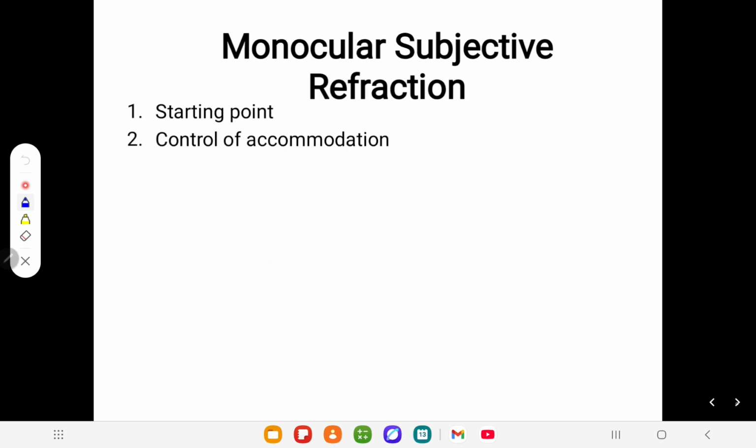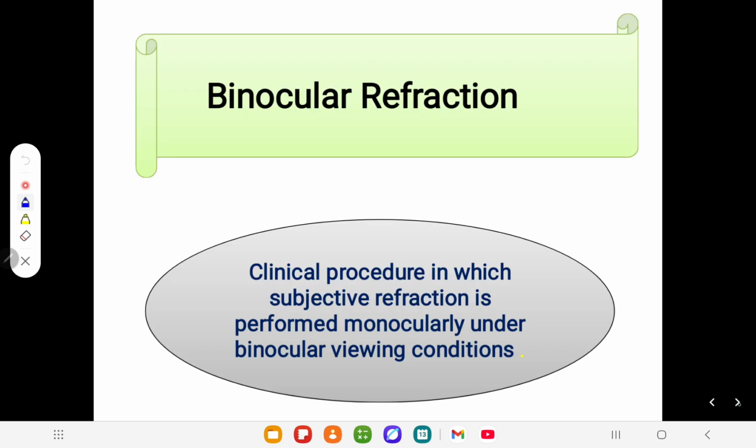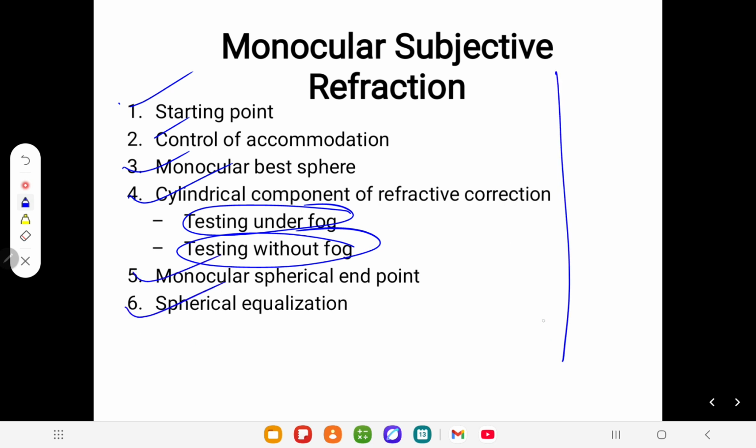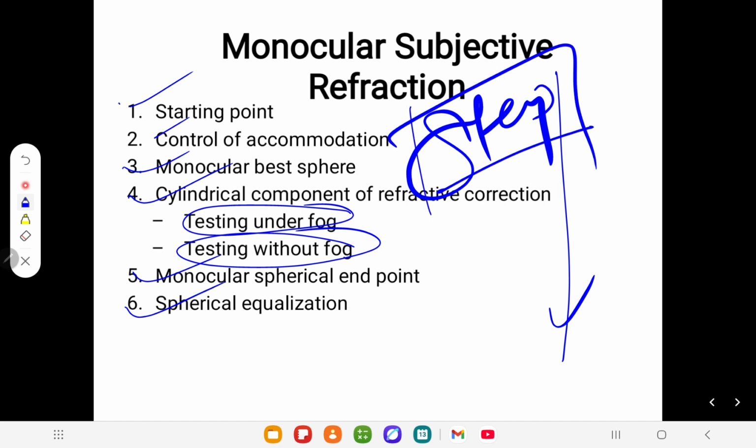So for monocular subjective refraction, we have these steps: starting point, control of accommodation, monocular best sphere, cylinder testing, under fog and without fog, monocular sphere ending, and spherical equalization. These are the steps in monocular, and definitely I'll take more than 2, 3, 4, 5 videos to discuss this subjective refraction. Till then, today is not that topic.